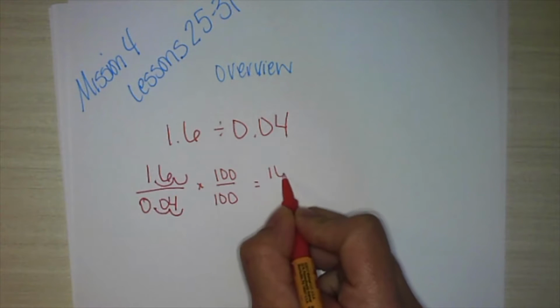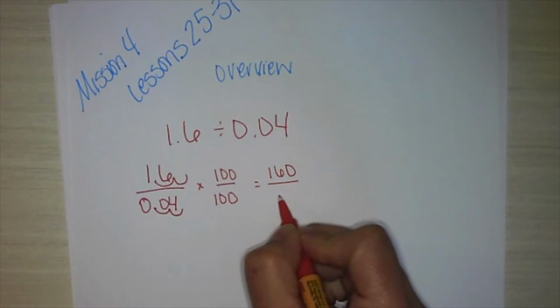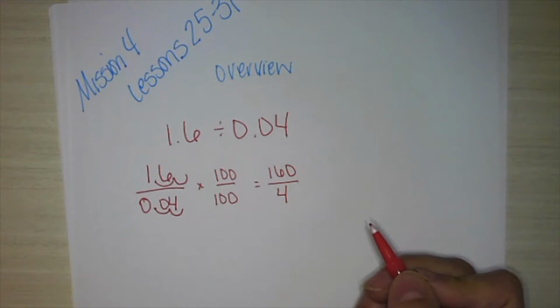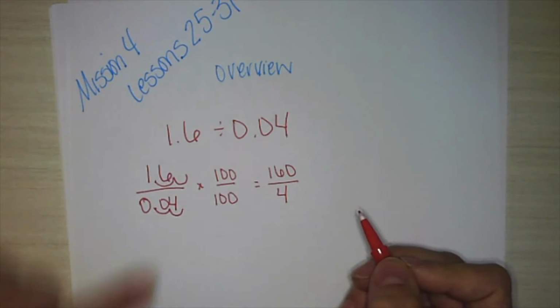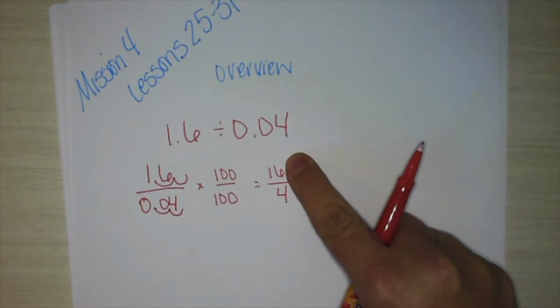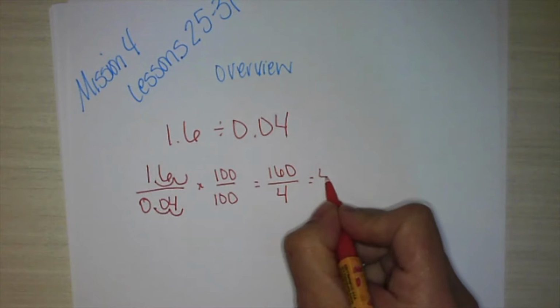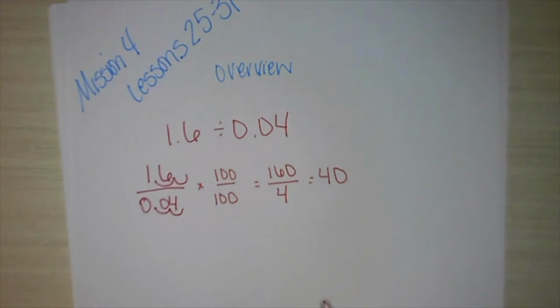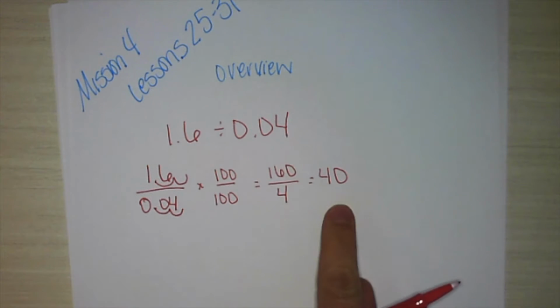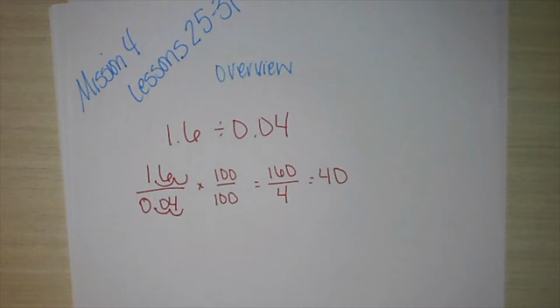I have 160 over 4. Now that's a lot of skip counting to do. But what I can do is cover up that 0. It takes 4 4s to get to 16. So it would take 40 4s to get to 160. And so 1 6/10 divided by 4/100 is 40.